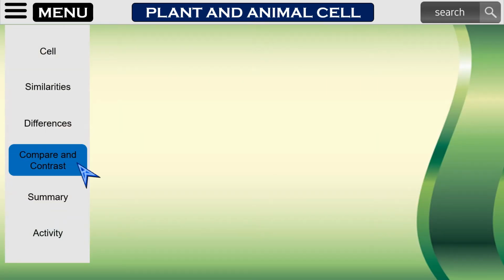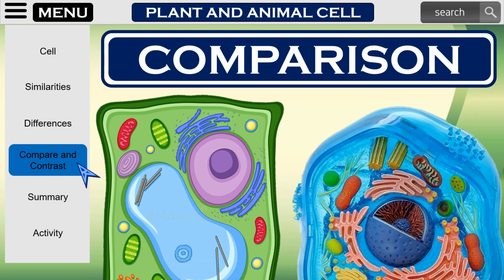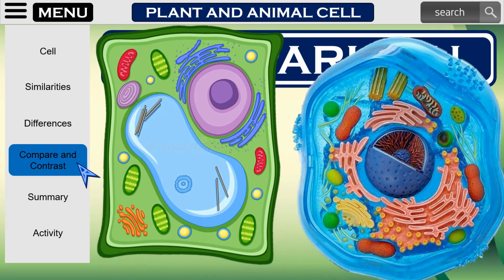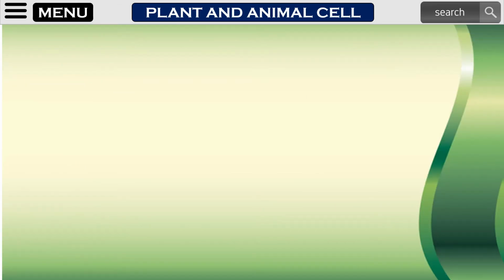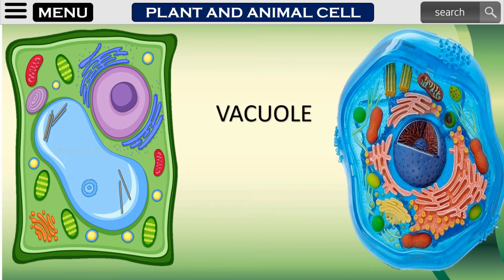Let us now compare and contrast the plant cell and animal cell in terms of their organelles. Observe the picture of animal cell and plant cell. What do you think is the difference between them? Let's start with vacuole. Both plant and animal cells have vacuole. However, animal cells have many small vacuoles called vesicles. Meanwhile, plant cells have a large central vacuole.